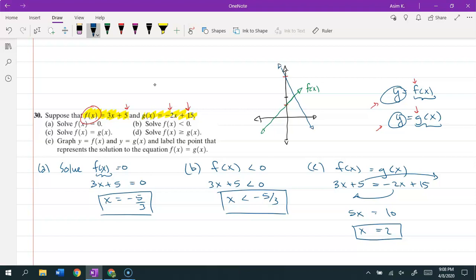Now, remember, lines continue on in both directions. So one line won't miss another line, okay? As long as they have different slopes, they'll intersect at some point.